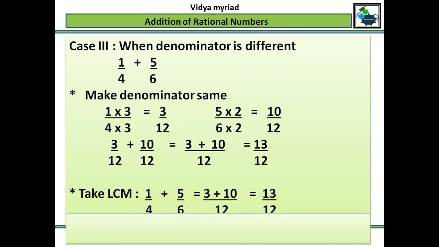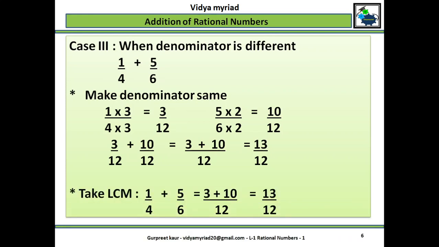Another case is, I can simply take the LCM. LCM is 12. So I know how to solve it. So it becomes 3 plus 10, which is equal to 13 upon 12. Okay. In both the cases, you see 13 upon 12 and 13 upon 12, the answer is the same.